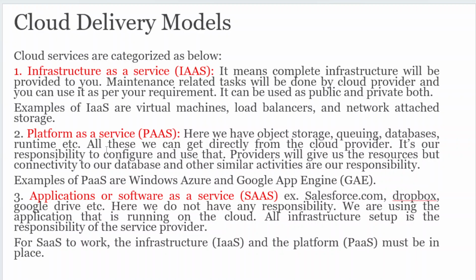We need a few platforms for running all your things, and all these we can get directly from the cloud providers themselves. It is our responsibility to configure and use those applications. The providers will give us the resources, but the connectivity to our database and other similar activities are our responsibility. Examples of PaaS are Windows Azure and Google App Engine. These are the best examples of PaaS.